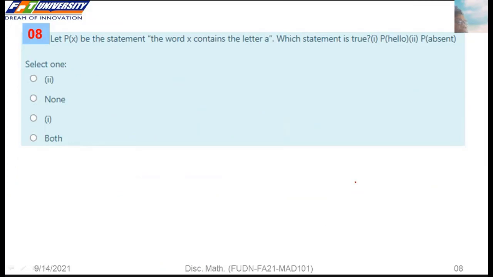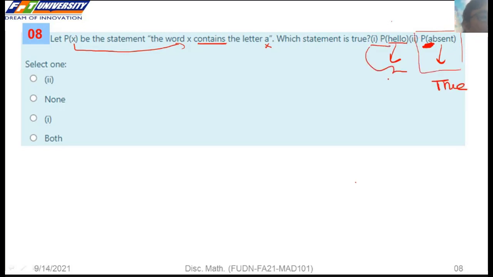P of F with the statement the word H contains the letter E. So which statement is true? The first one is P of hello. The second one is P of absent. The word absent contains the letter A. So the second is true, and the first one is false. So the answer is A.